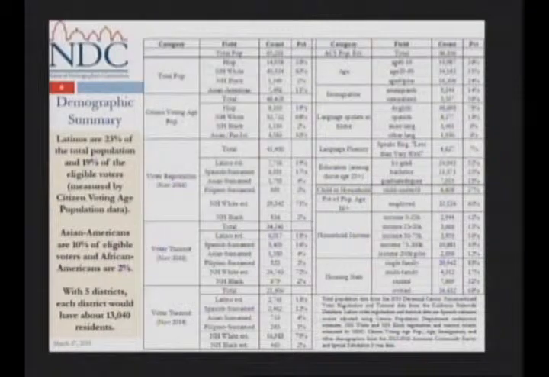We also have the citizen voting age populations from 2012 to 2016. And the citizen voting age population, the second box on the left there, is what a plaintiff would use when they're looking at maps to determine whether or not there's dilution. And so roughly 19% of the citizen voting age population is Latino, 10% Asian American, and 2% African American.